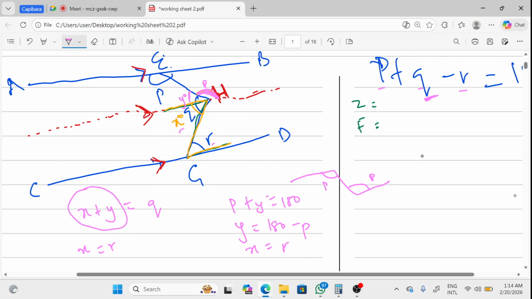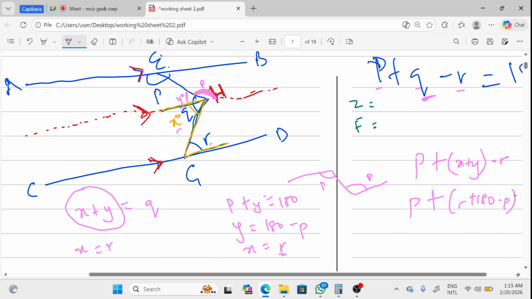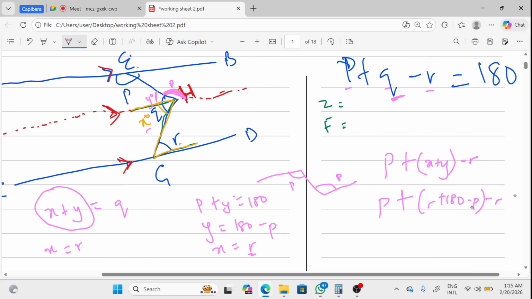So now if I want to talk, I can say P plus what's my Q now? My Q is X plus Y, then minus R. So now I can say that my P plus what is X plus Y? What's X? Remember, X is R. I've rendered X to be R. Then my Y is what? My Y is 180 minus P. That's what I have inside this bracket. Now I have it further to be minus R.